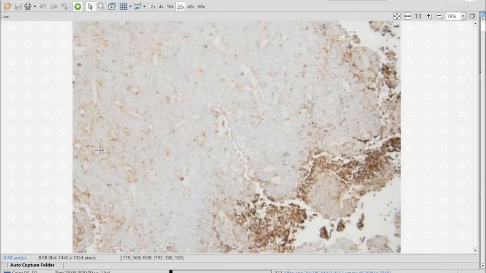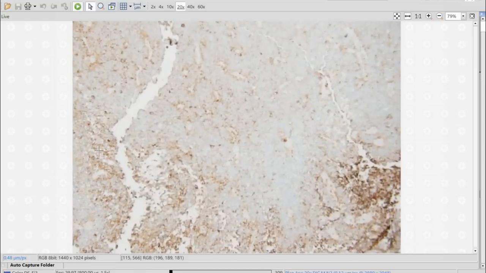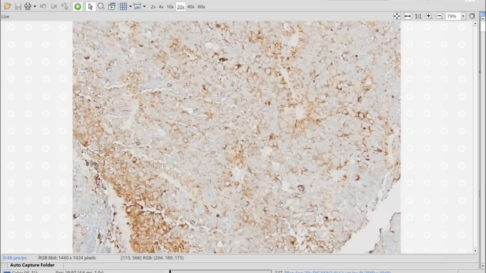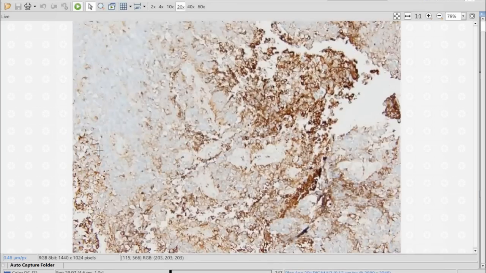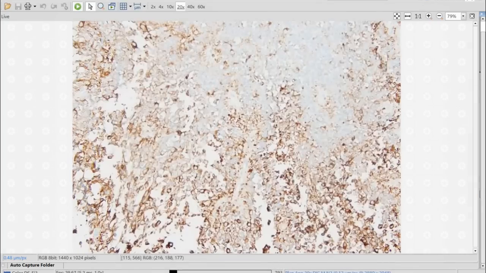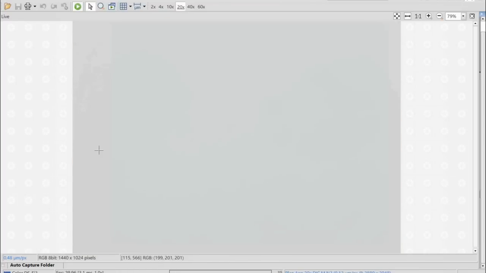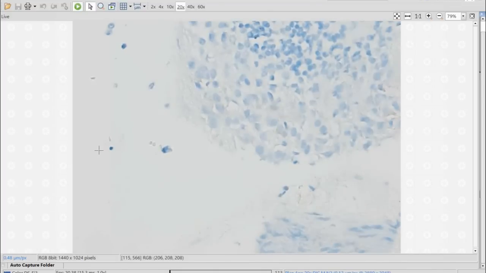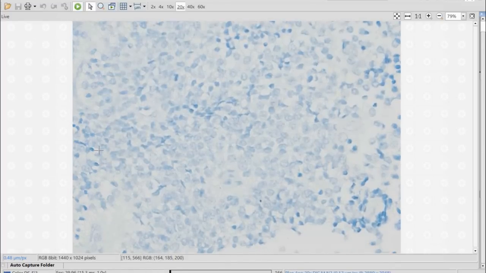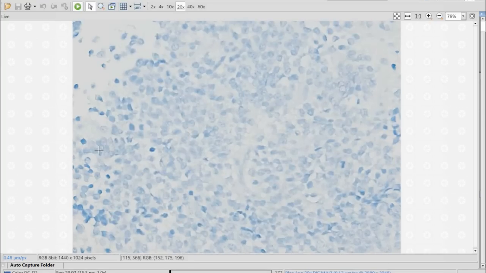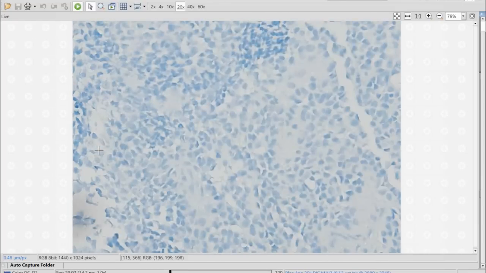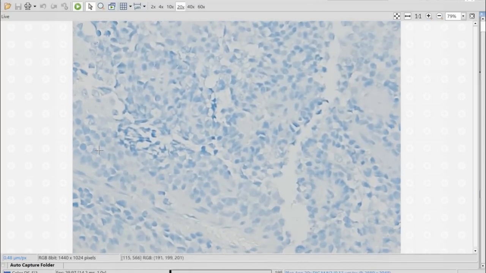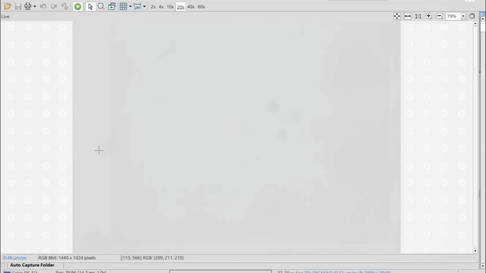Here's your GFAP. And again, you start seeing that the GFAP is positive in a subset of cells, but particularly positive around those pseudorosettes. So GFAP positivity in the tumor cells is strong here. So it is helpful to start going in that direction. This is EMA. And this was negative in this case as well. EMA is another marker relatively specific for ependymomas, but you don't always have it, particularly in cellular, more poorly differentiated neoplasms.